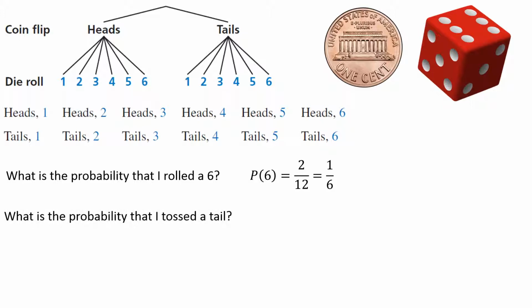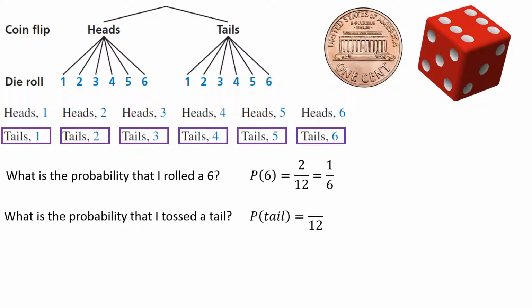Ooh, what's the probability that I tossed a tail? Okay, so the probability that I had a tail, again, the denominator's got to be 12 because the sample space has a size of 12. There are 12 different possible outcomes. It looks like 6 of those 12 outcomes included the coin coming up as tails. So the probability that I had a tail, 6 out of 12. Of course, I'm going to reduce the fraction. I get 1/2.